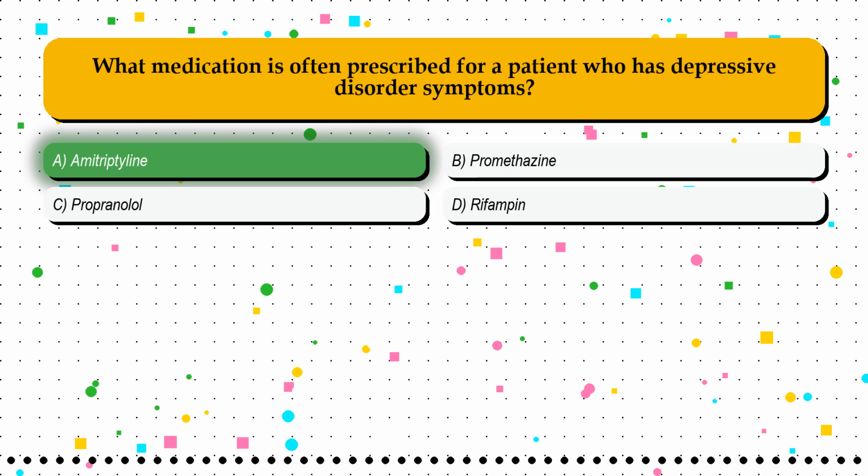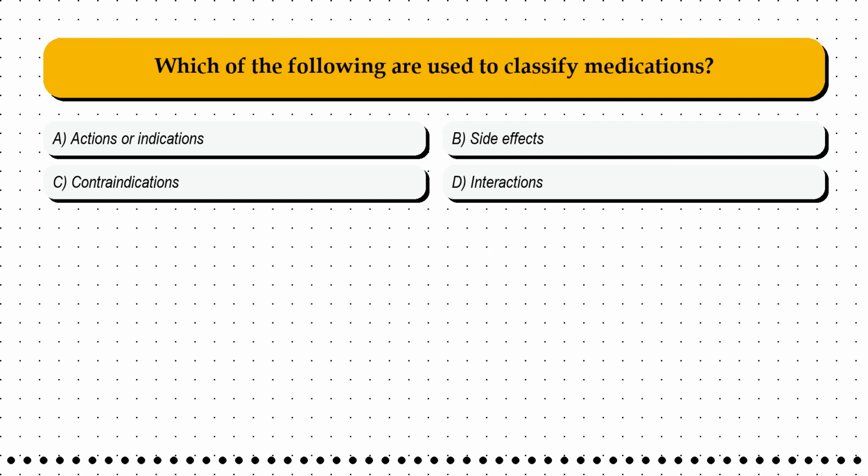The correct answer is option A, amitriptyline. Question 25. Which of the following are used to classify medications? Option A, actions or indications. Option B, side effects. Option C, contraindications. Option D, interactions.